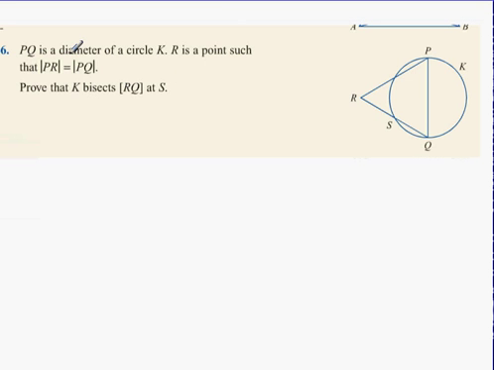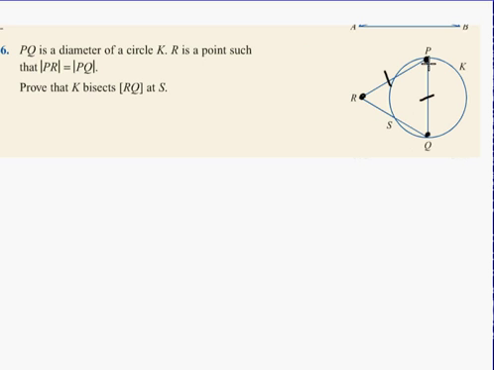PQ is the diameter of circle K, and R is a point such that PR is the same as PQ. PQ is the diameter and PR is here, so that is parallel to that. Okay? Now I'm going to do a construction.